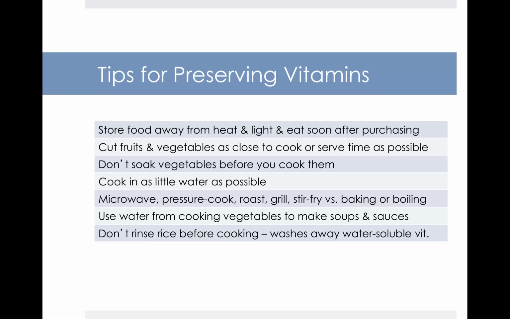Don't soak your vegetables before you cook them, as soaking can cause valuable vitamins to leach out into the water. When you do cook, cook in as little water as possible, and use cooking methods like microwaving, pressure cooking, roasting, grilling, and stir frying, as opposed to baking or boiling, since baking or boiling will increase vitamin loss. If you can, preserve and use the water from cooking your vegetables in order to make soups and sauces. Some people add it to their juices. And when it comes to rice, don't rinse your rice before cooking. That washes away the water-soluble vitamins.